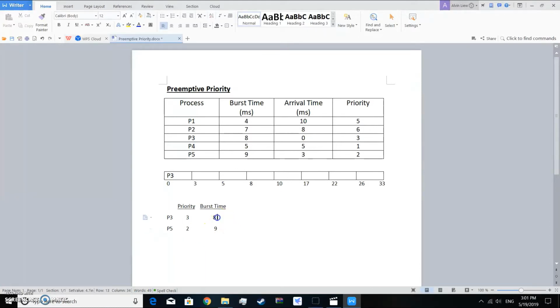And we also need to keep updating the burst time here, which is 3, because it's the range between 0 and 3, equals 5. So now we compare the priority between P3 and P5. We choose P5 because the lower the number, the higher the priority.